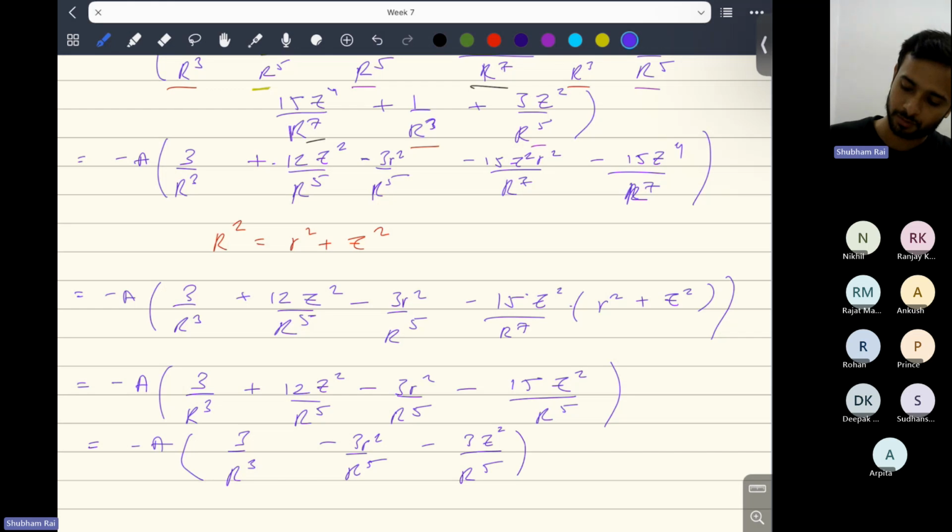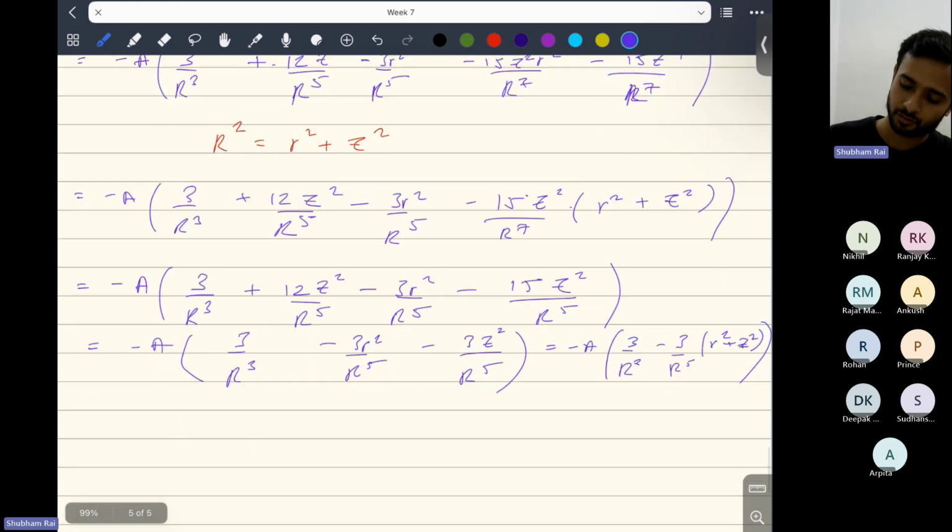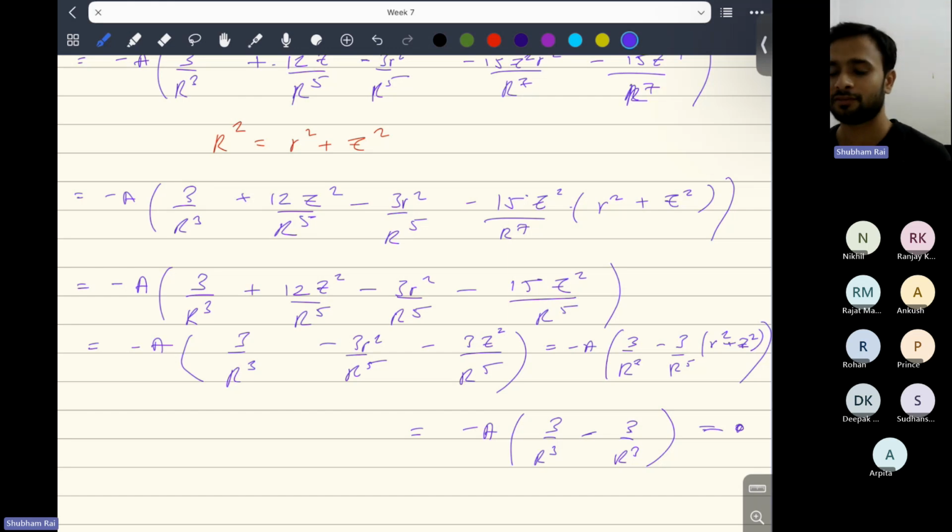And if you take minus 3 common, so here you have minus 3 over R cube and you can take minus 3 over R⁵ common. So you will get r square plus z square here also. And this r square plus z square is capital R square. So if we substitute, we get 3 over R cube minus 3 R square over R⁵, which means 3 over R cube. So that will be 0. So first, we have satisfied the equilibrium equation in Z direction.